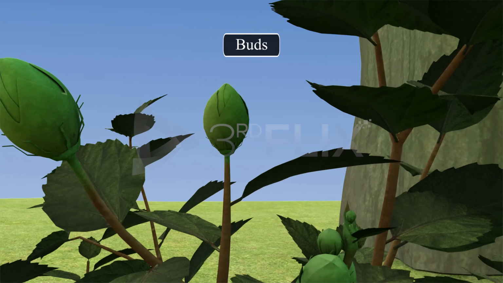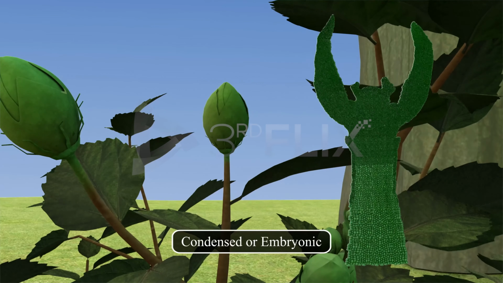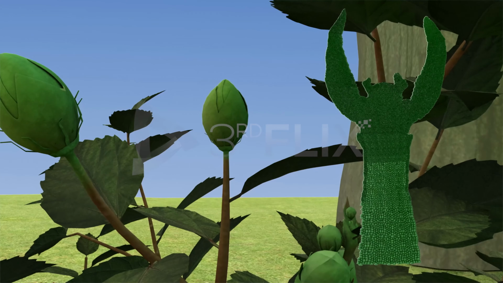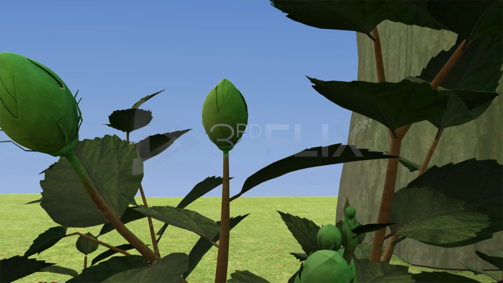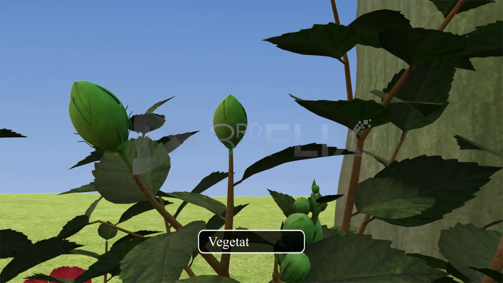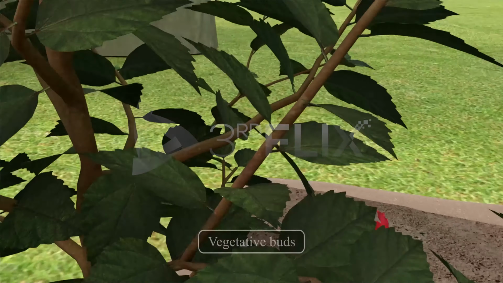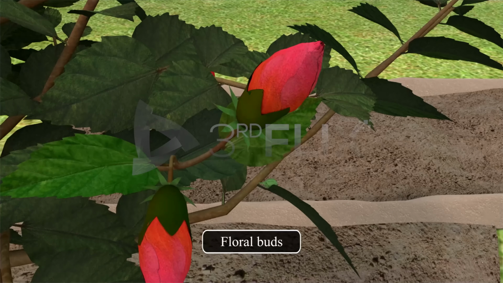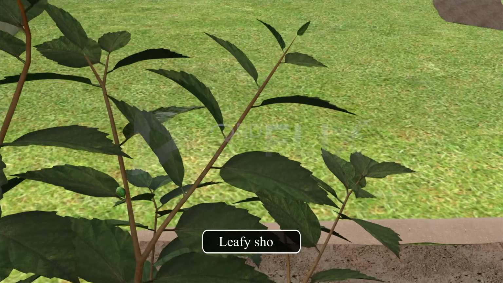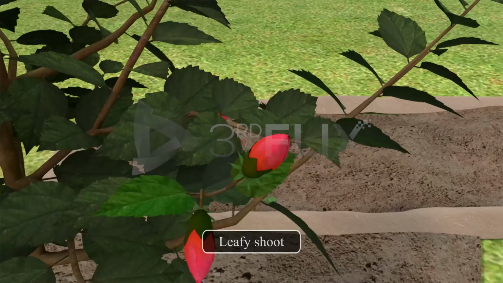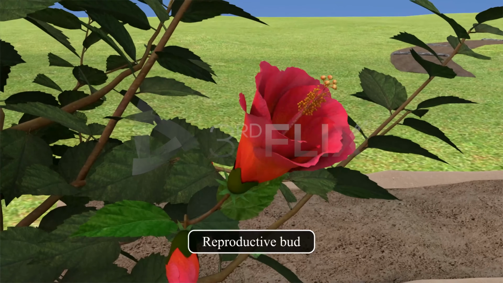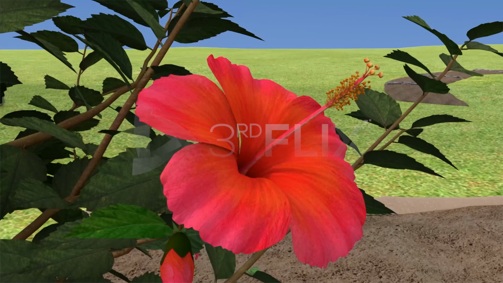Buds. A bud is a condensed or embryonic shoot having a growing point surrounded by the closely placed immature leaves. According to their nature, buds are of two kinds. They are vegetative buds and floral buds. A vegetative bud generally forms a leafy shoot. A floral bud is also called as a reproductive bud that forms into a flower.